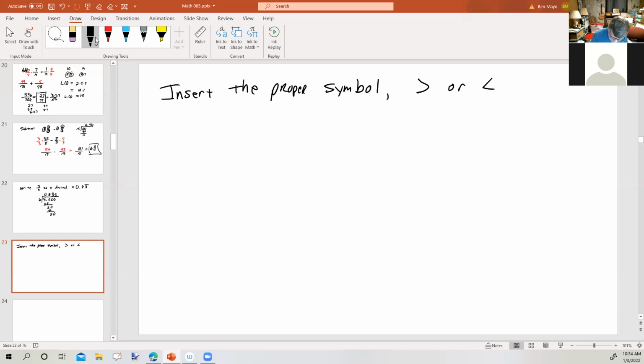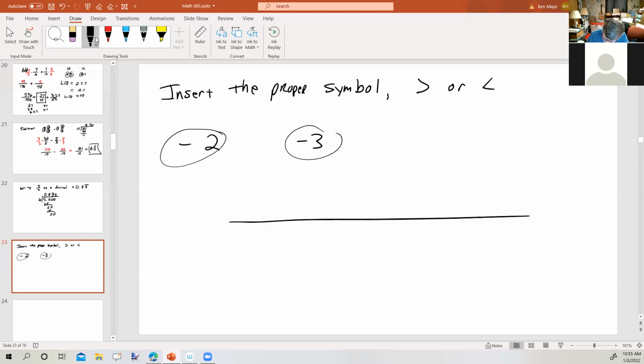Okay, so -2 compared to -3. Well, even though 3 is larger than 2, -3 is not larger than -2. Consider this: if you were $2 in the hole, you'd be better off than if you were $3 in the hole. Or think of it on a number line. -2 is to the right of -3, so it is greater. So -2 is greater than -3.